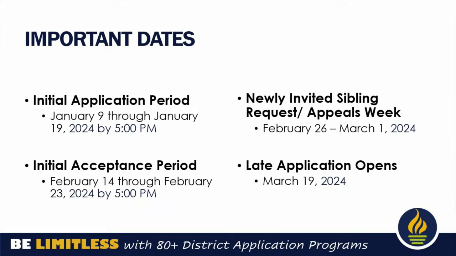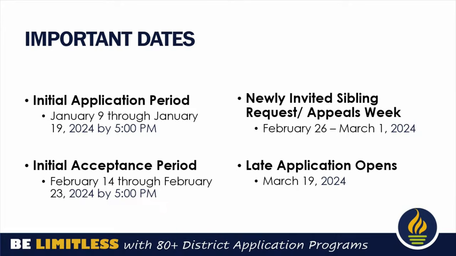Ellen briefly mentioned the newly invited sibling request week, or appeals week, and that will run from February 26th through March 1st. What that means is if you have two students that you're applying for and one gets in and the other does not, you can call the coordinator at that school during the newly invited sibling week and claim newly invited sibling priority. You would just call that coordinator and say, one of my students was accepted, we accepted that invitation for them, and I'd like to claim newly invited sibling priority for my other child. While not a guarantee, it will move the second student up the wait list and give them a better chance of getting in.